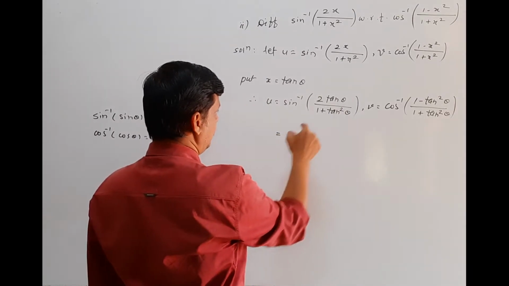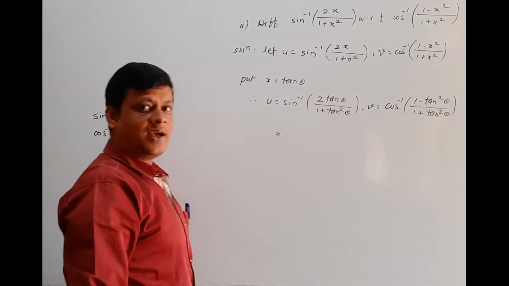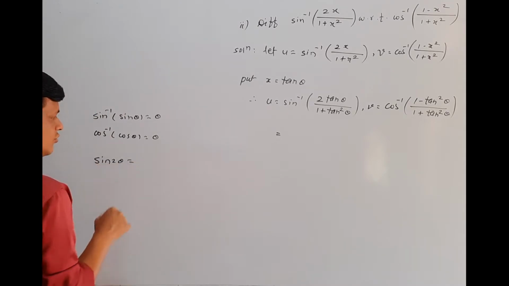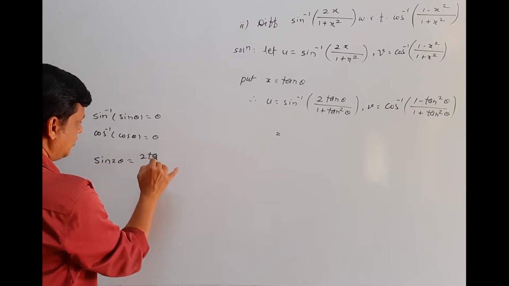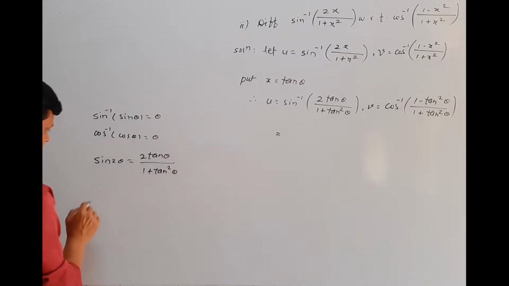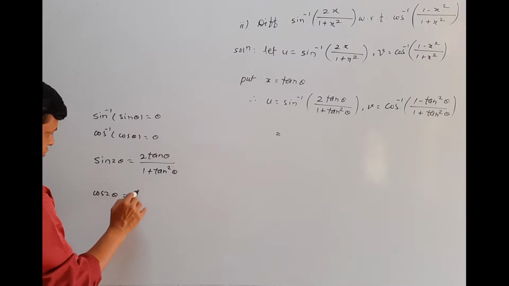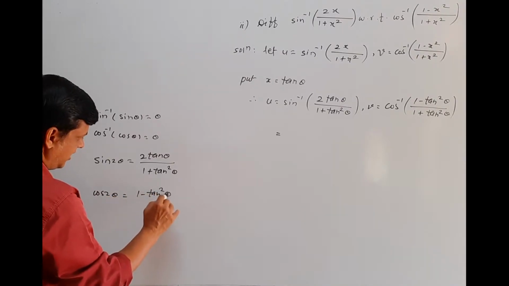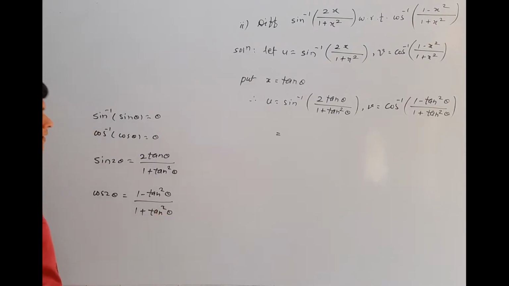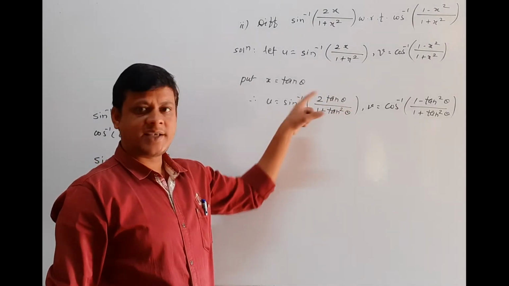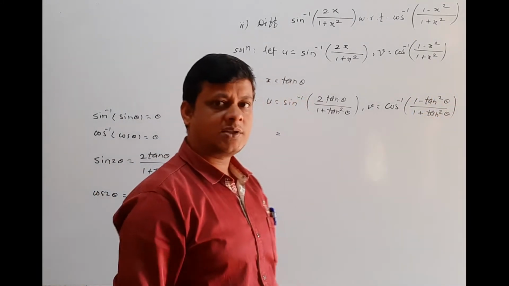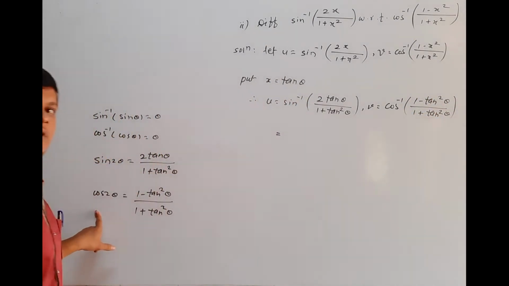So we know that this bracket is a double angle formula. We know the double angle formula: sin 2 theta is equal to, in terms of tan, 2 tan theta upon 1 plus tan square theta, and cos 2 theta is equal to 1 minus tan square theta upon 1 plus tan square theta. So we write this bracket as sin 2 theta, and this bracket, 1 minus tan square theta upon 1 plus tan square theta, as cos 2 theta here.